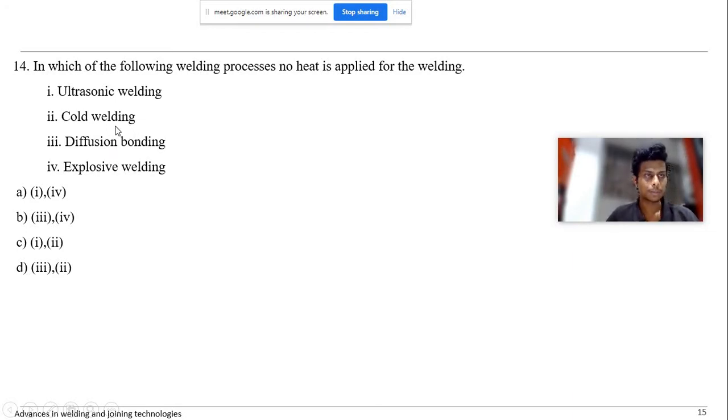Okay, next, 14th question. In which of the following welding processes is no heat applied for welding? I hope, can anyone comment? I'll tell you the answer. 14C is the answer, ultrasonic and cold welding. In diffusion and explosion, the heat will be applied. Because in explosive, okay, wait for a minute. Yeah, C is the answer.